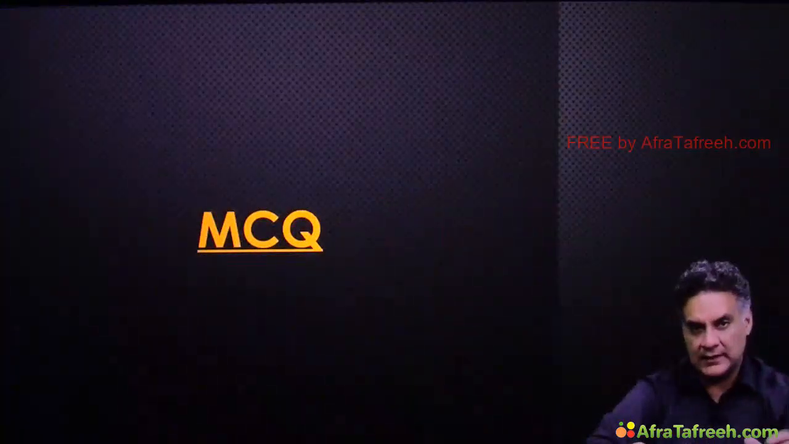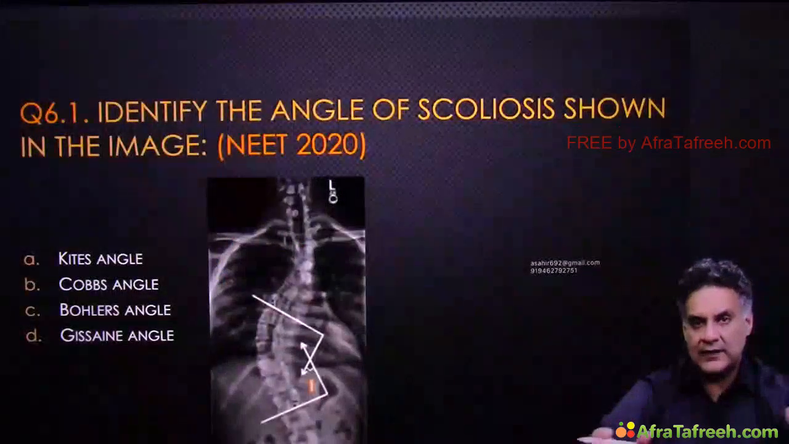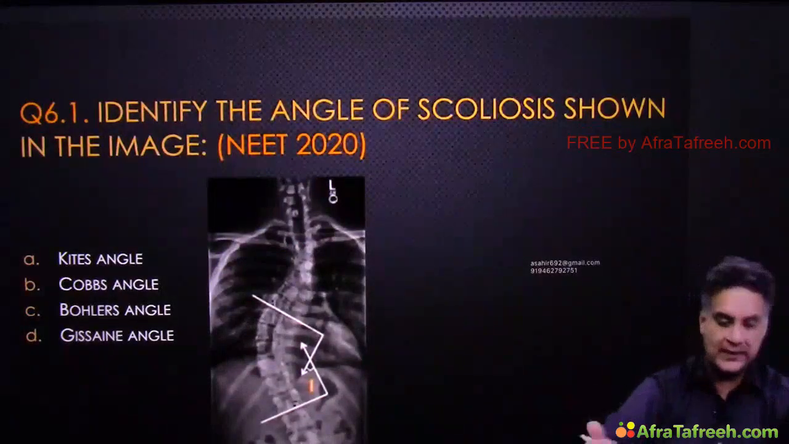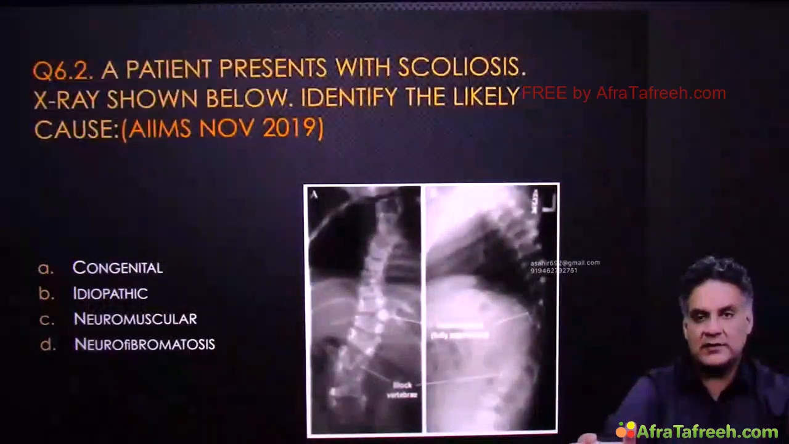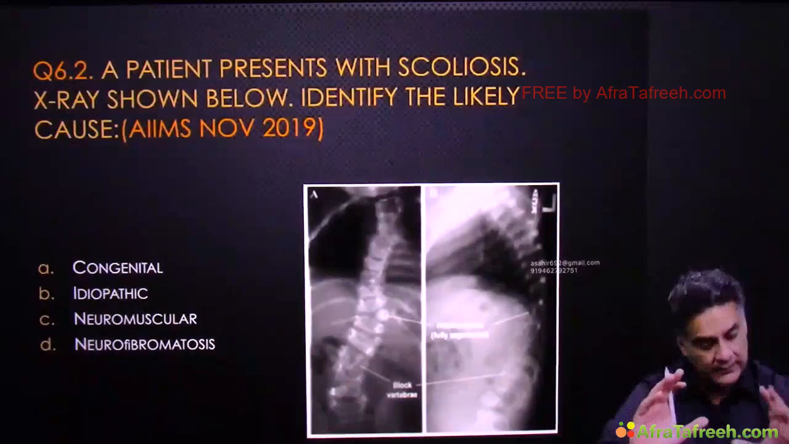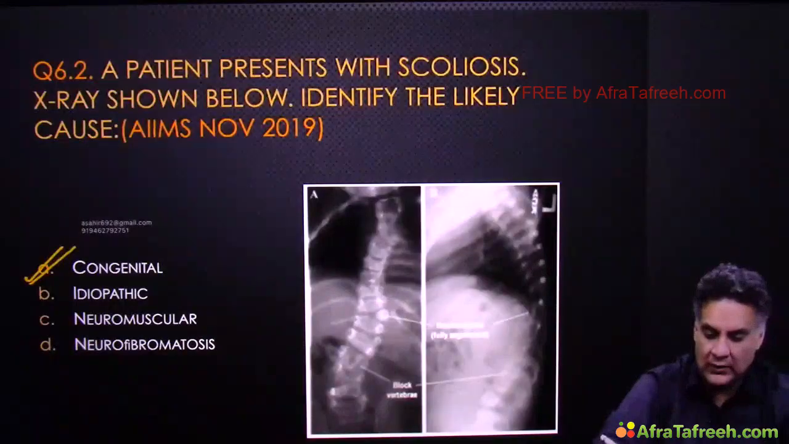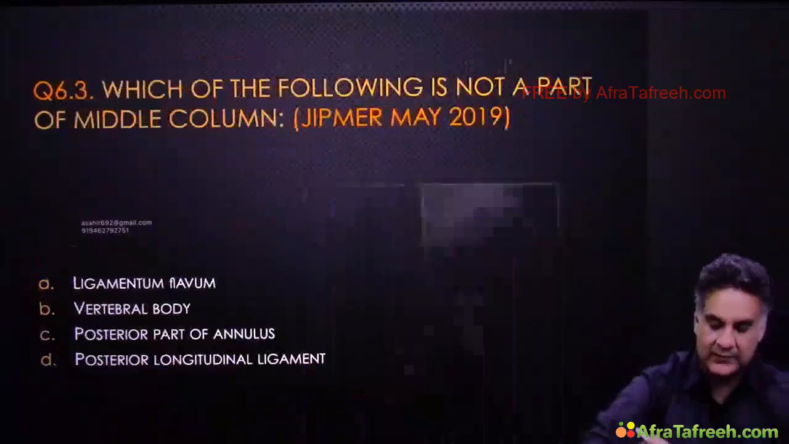So let's have a look at the MCQs of spine and lower limb trauma. Identify the angle of scoliosis. There's only one angle that you should remember, the Cobb's angle. A patient presents with scoliosis, X-ray shown below. So this was an X-ray that came in number 19, and it talks about congenital scoliosis because you can see there is a structural abnormality of the vertebrae.